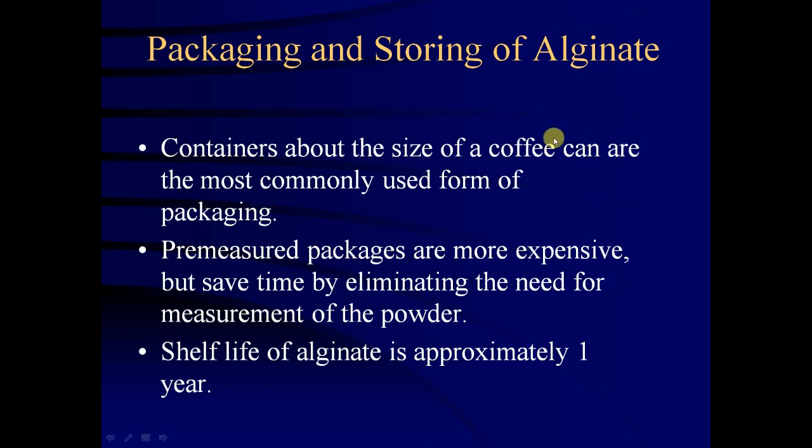Packing and storing of alginate. Containers about the size of a coffee can are the most commonly used form of packaging. Pre-measured packages are more expensive but save time by eliminating the need to measure the powder. They are already pre-measured packages. You just take it with the help of a scoop and mix it. The shelf life of the alginate is approximately 1 year. It is an important point that the shelf life of alginate is approximately 1 year.